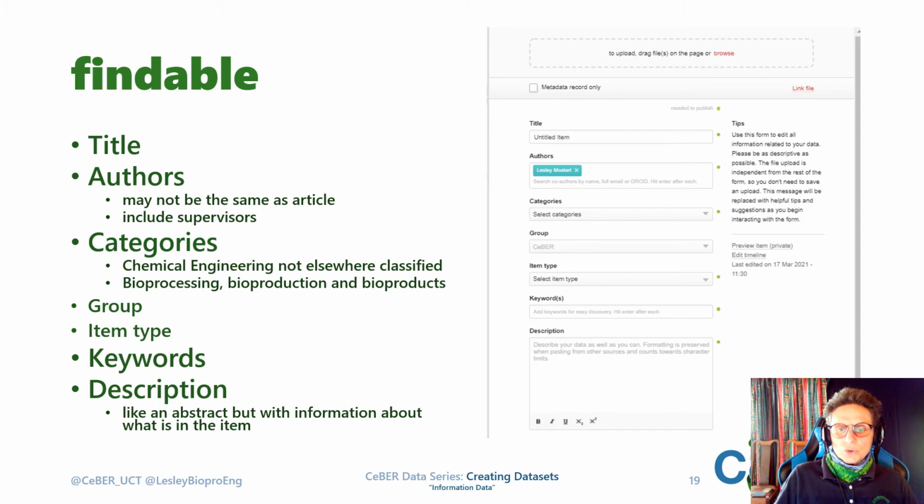And then you choose the group, which is one of those groups in CBER. It will usually come up automatically as being the group that the project is in. And the item type is usually automatically generated when you start uploading files, when you start dragging files in. But you can select it if you want to. And then keywords.